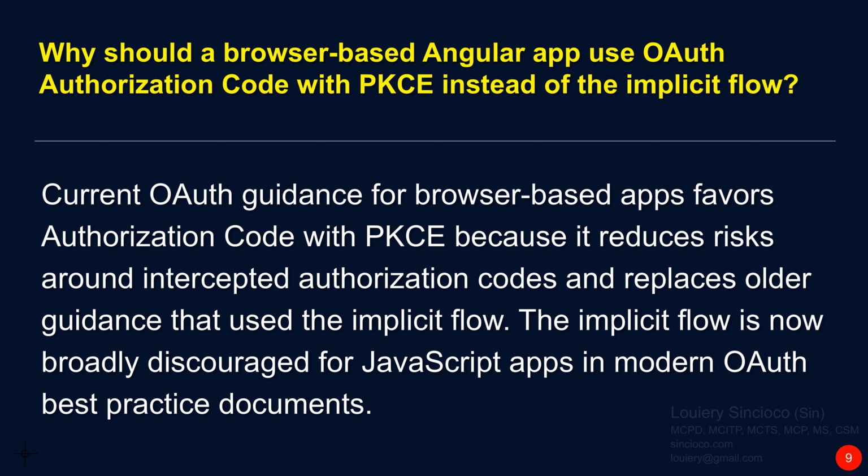Why should a browser-based Angular app use OAuth authorization code with PKCE instead of the implicit flow? Current OAuth guidance for browser-based apps favors authorization code with PKCE because it reduces risks around intercepted authorization codes and replaces older guidance that used the implicit flow. The implicit flow is now broadly discouraged for JavaScript apps in modern OAuth best practice documents.